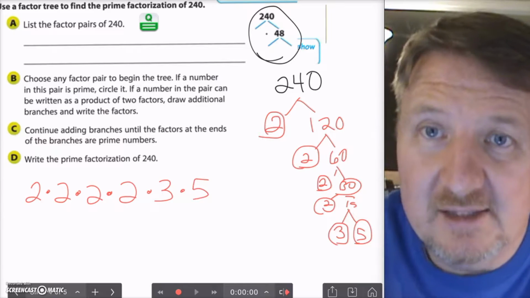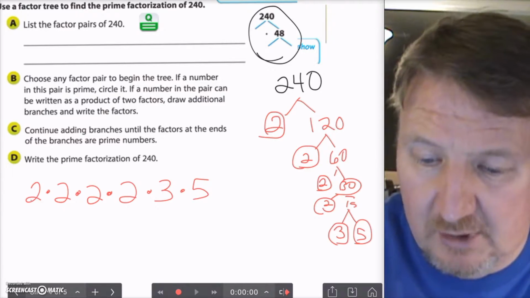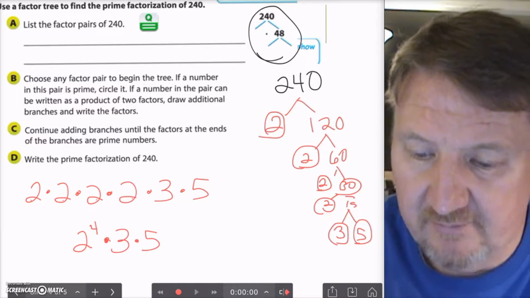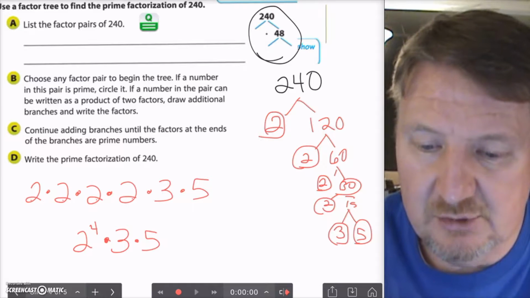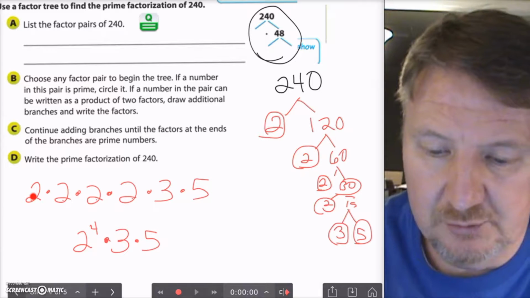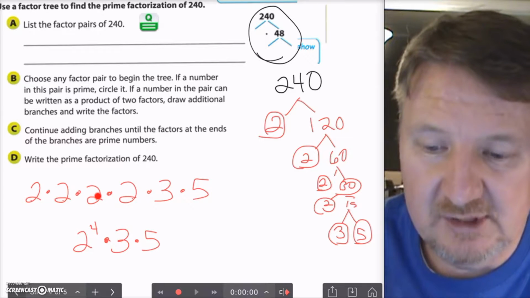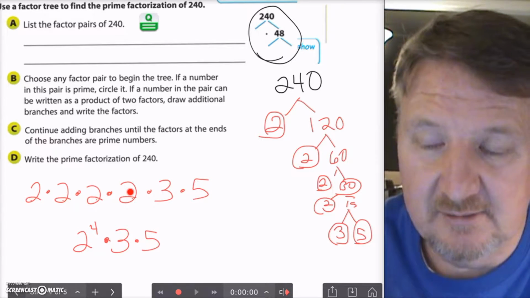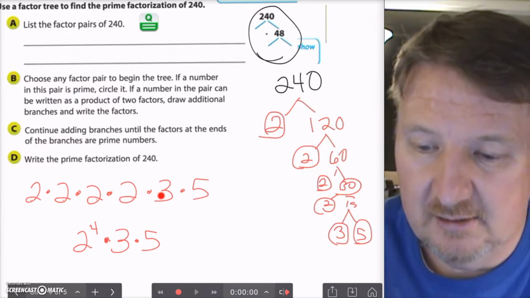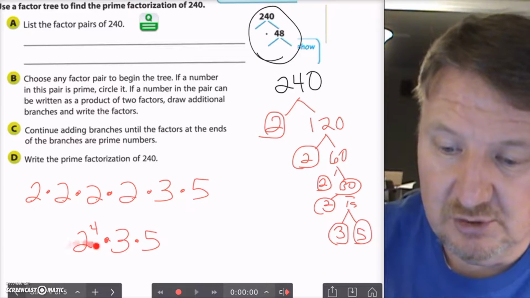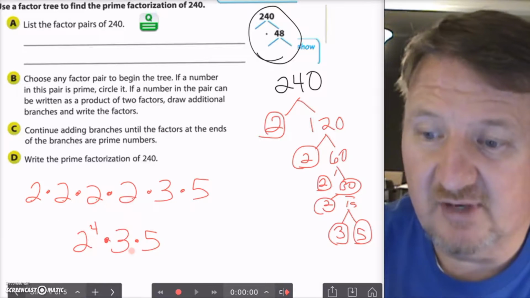But I can rewrite this using exponents. So I count 1, 2, 3, 4 2's. So 2 to the 4th power times 3 times 5. And if we go and check, 2 times 2 is 4, times 2 is 8, times 2 is 16, times 3 is 48, and times 5 is 240. All right, so that's all there is to it. So 2 to the 4th power times 3 times 5 is the exact same thing.